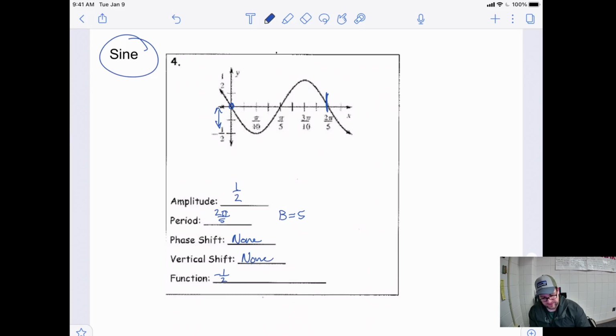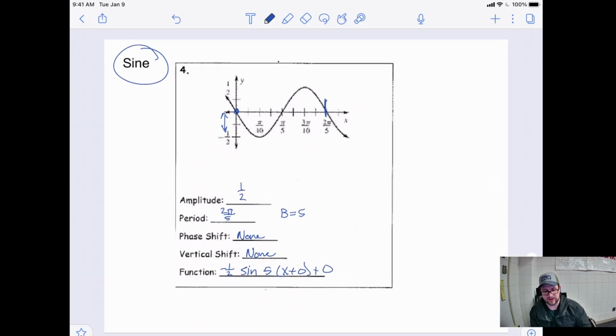So to wrap this up, we have our negative 1/2. It's negative because our sine graph started by going downwards. This is a sine graph, so I'm going to have sine. Our b value was 5, x plus 0 since there was no phase shift, plus 0 to wrap this up.